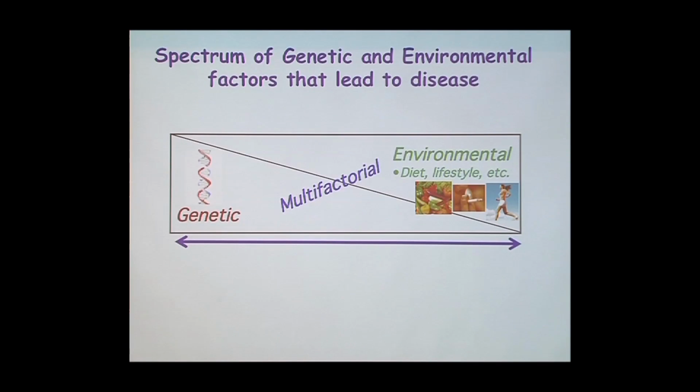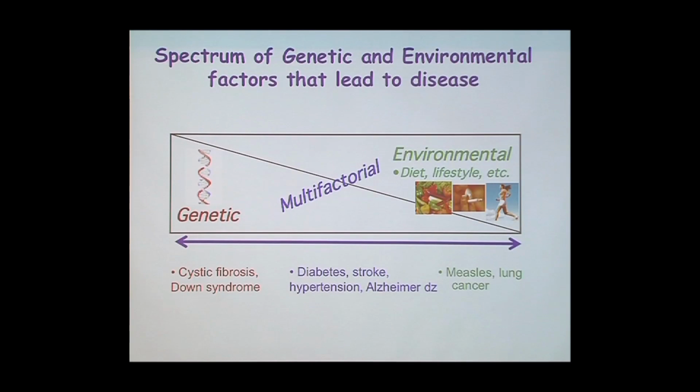So if we think about the spectrum of the causes of disease, at one end of the spectrum are those diseases that are mainly due to genetic factors, right? And some examples include cystic fibrosis, which is due to a defect in a single gene, CFTR, or a disease like Down syndrome that's due to a chromosomal abnormality. If you have these abnormalities, you basically have that disease, all right?